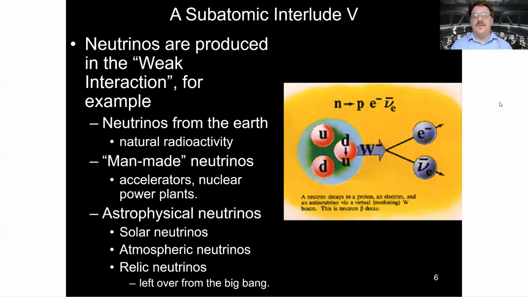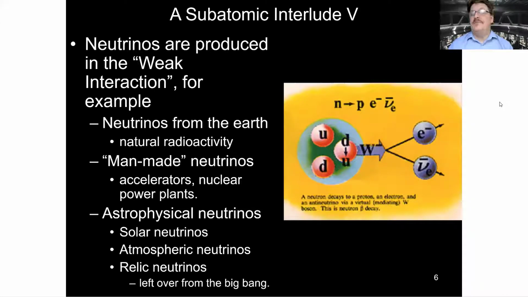You have atmospheric neutrinos, which occur when cosmic rays slam into the atmosphere, which will create a muon and a neutrino, a muon neutrino. And then finally, you have remnants of the Big Bang.